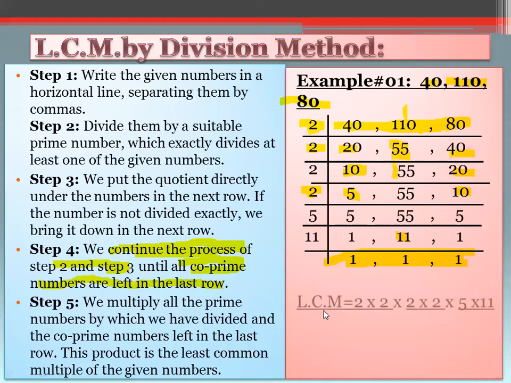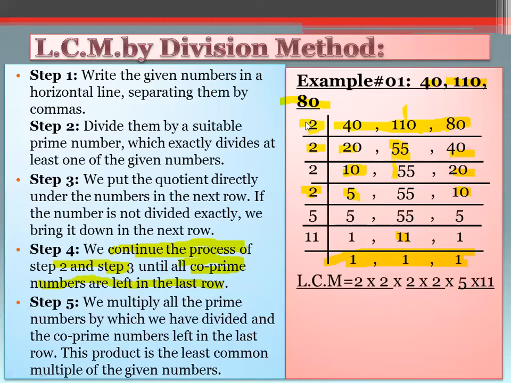So how will you do it? You will write here 2 multiplied by 2, multiplied by 2, multiplied by 2, multiplied by 5, and multiplied by 11. To make our calculation easier, you will make pairs here. So 2 multiplied by 2, again you will make another pair, and here 5 multiplied by 11.